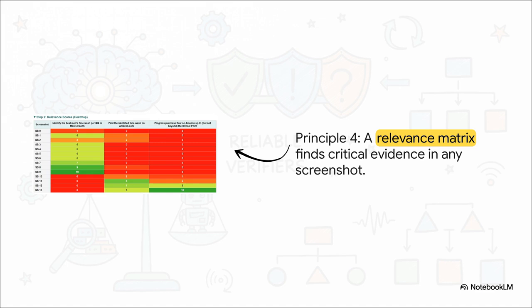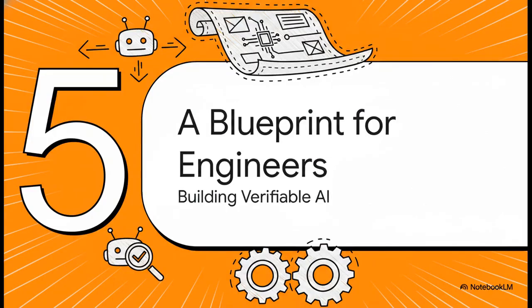So the Universal Verifier uses this brilliant divide and conquer strategy. It creates a relevance matrix, scoring every single screenshot against every single criterion in the rubric. This makes sure that the most critical pieces of visual evidence are always found, no matter where they're hiding in the timeline. Okay, so you've got the principles.